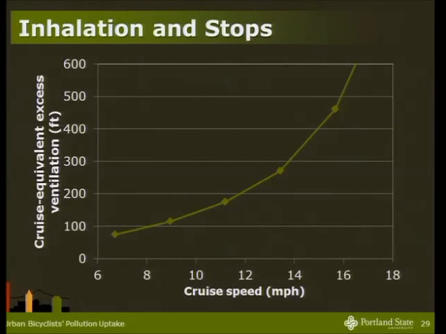This, by the way, is assuming that you're braking to decelerate and you're not riding a fixed gear and putting in more energy to decelerate. And I've put it in units of cruising equivalent excess ventilation, which means this is the ventilation penalty put in units of distance. So what we can take away from this is, for example, in Portland we have about 250-foot blocks. And so you can see that if you have a cruising speed of about 13 miles an hour, each additional stop on your trip leads to excess ventilation of about 1 block of bicycling.